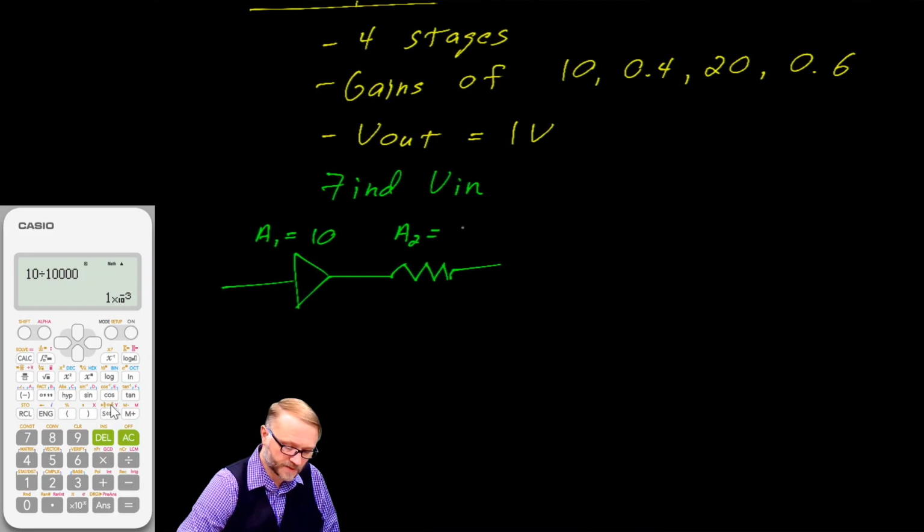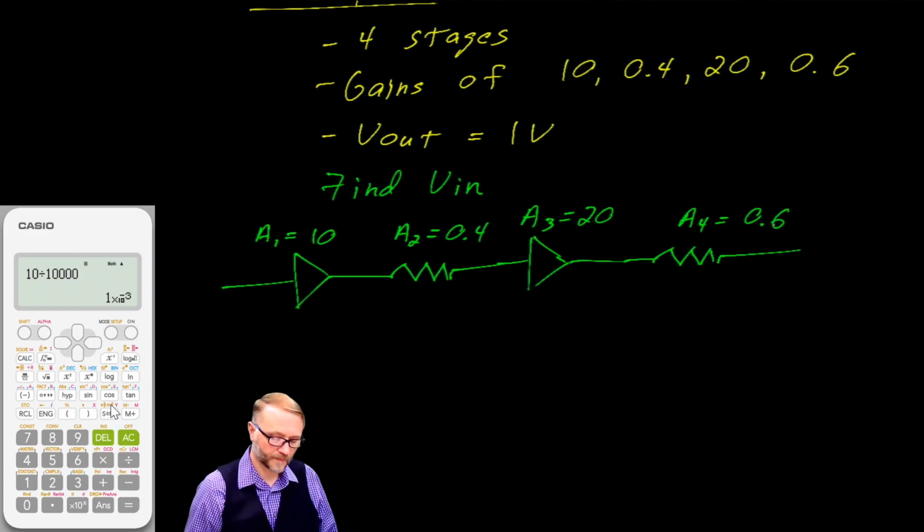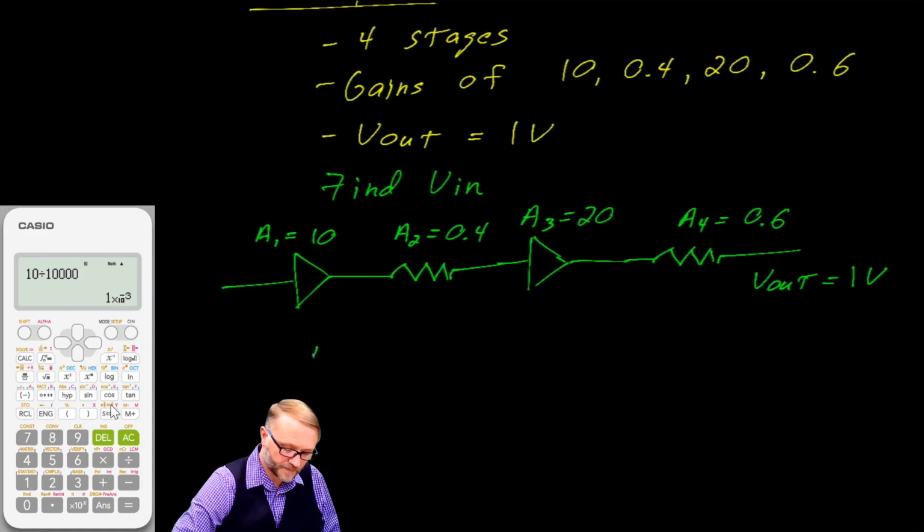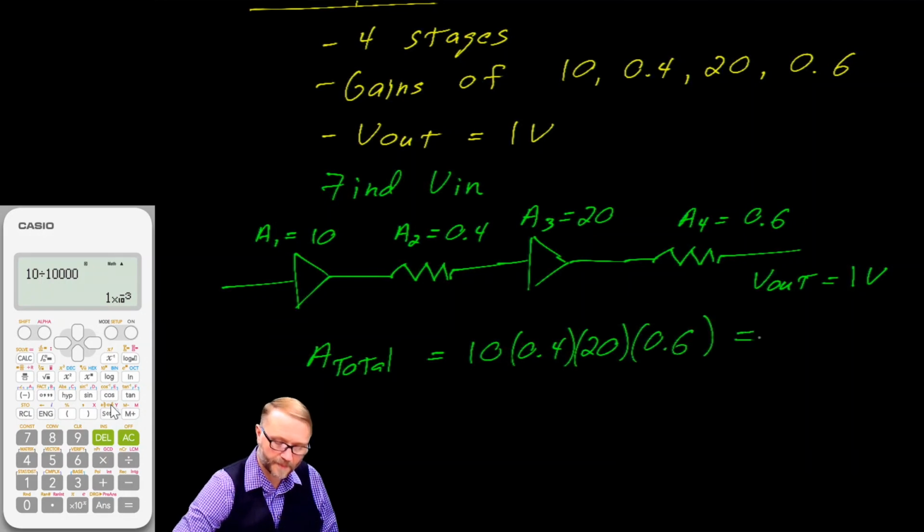So gain 2 is equal to 0.4. Next is another amplifier with a gain of 20, and that's followed by another attenuator with a gain of 0.6. And we're also told that voltage out is equal to 1 volt. For this cascade of devices, gain total is equal to 10 by 0.4 by 20 by 0.6, giving a total gain of 48.